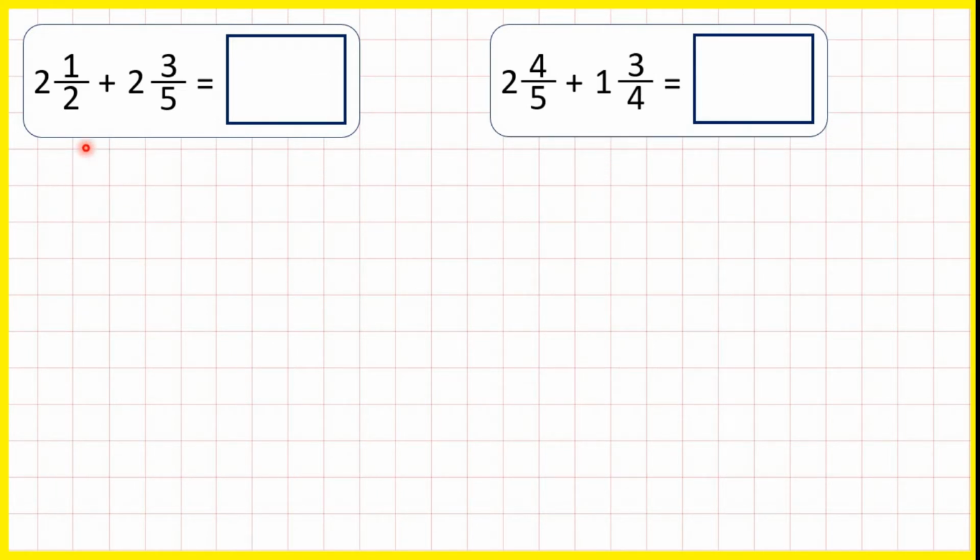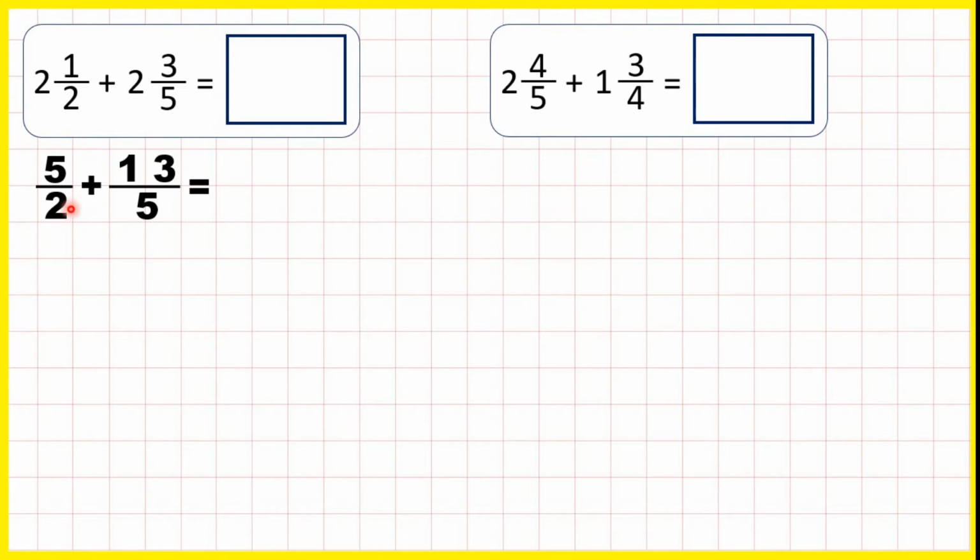So here we're adding mixed numbers, but this time we're going to do that by changing both mixed numbers into improper fractions. So as an improper fraction, 2.5 is 5 over 2. That's because 2 times 2 is 4 plus 1 is 5, and the denominator stays the same. And we're adding 2 and 3/5, which as an improper fraction is 13 over 5, because 2 times 5 is 10 plus 3 is 13.